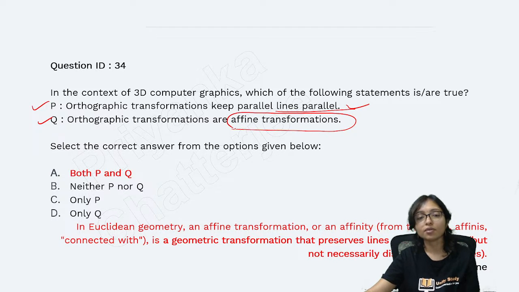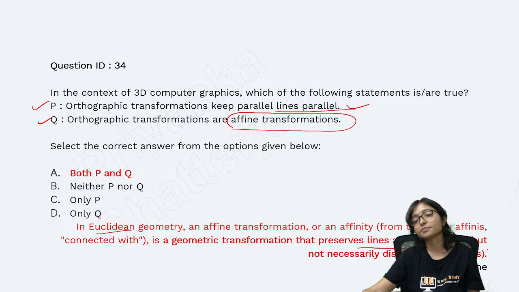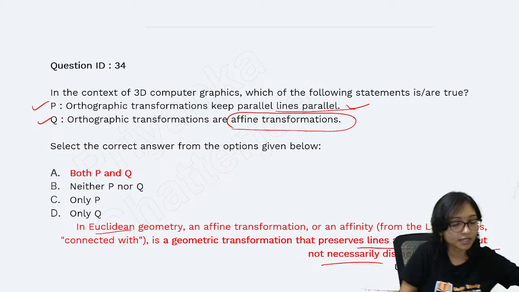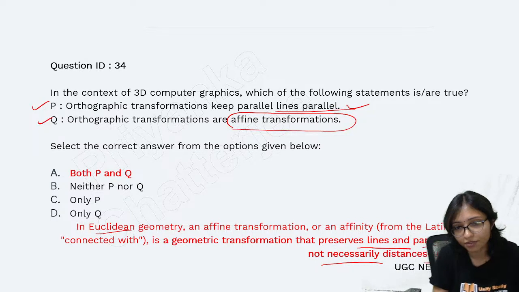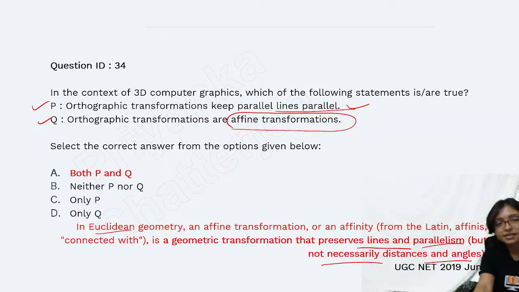What is the meaning of affine transformation? The meaning of affine transformation comes from Euclidean geometry. It is a geometric transformation which preserves lines and parallelism, but not necessarily distance or angle. It's not preserving the distance or angle, but it is preserving the parallelism. That is the meaning of affine transformation.